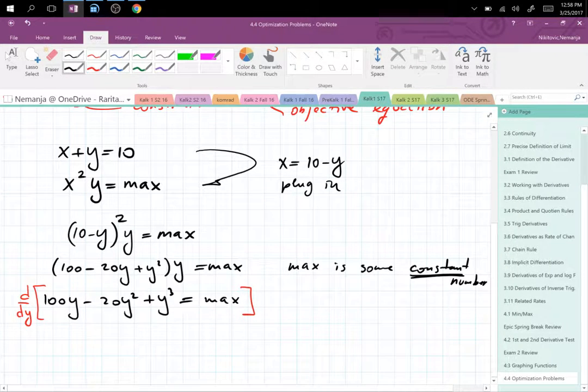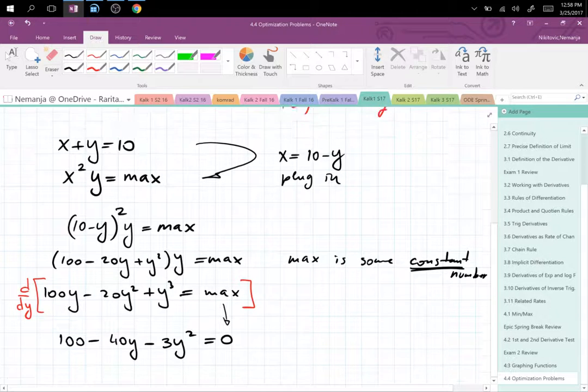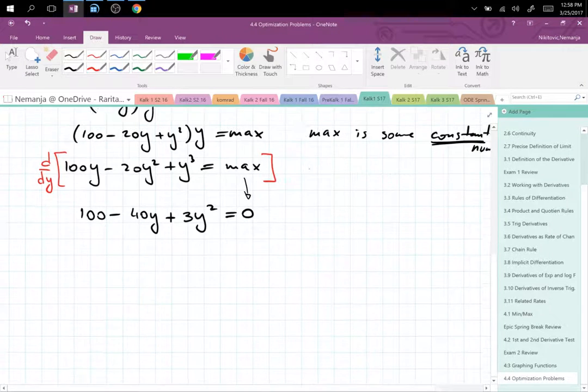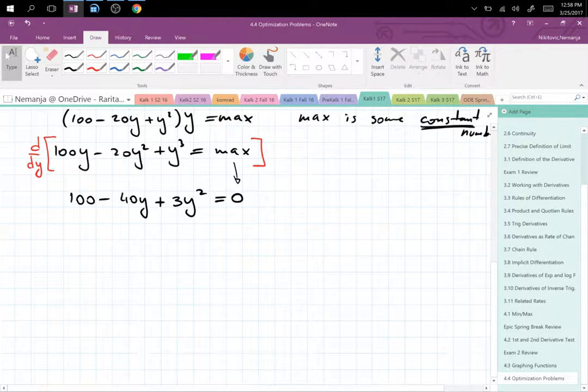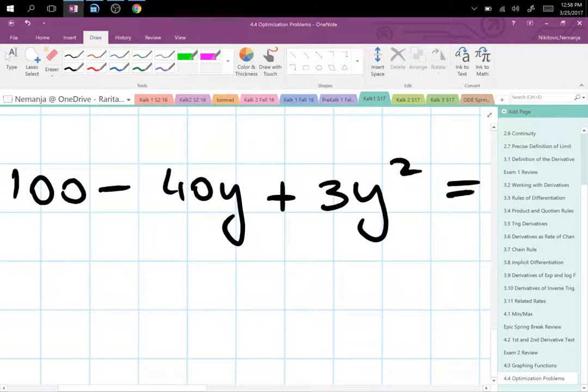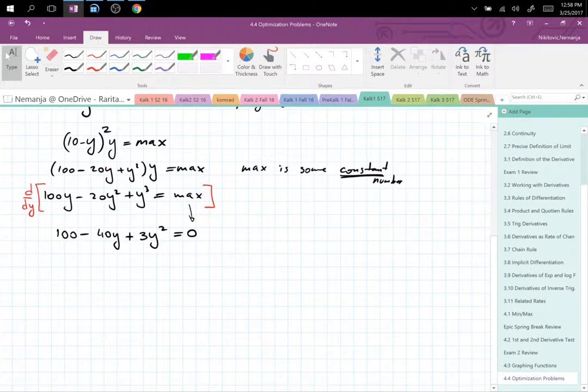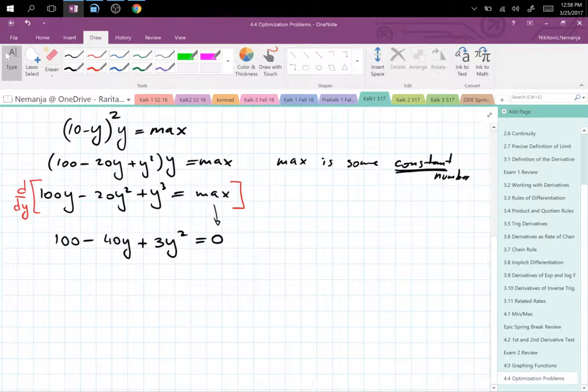All right. So now when I take the derivative, I get 100 minus 40y plus 3y squared equals 0. So this max turns into a 0. And look how great math works over here. Isn't that a plus 3y squared? It is. That's what he said. Plus 3y squared.